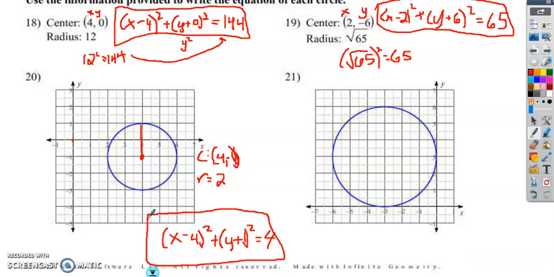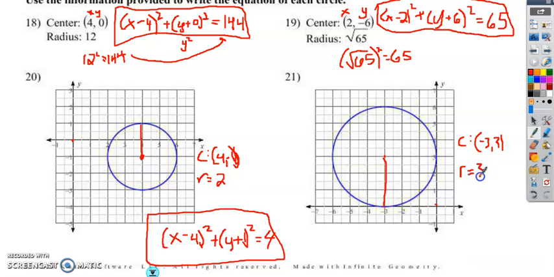All right, I'm going to jump right over here to 21. Here's the center of the circle. Here's the origin. So we went 1, 2, 3 to the left and up 1, 2, 3. So the center would have been left 3 and up 3. And in terms of the radius, 1, 2, 3 units.